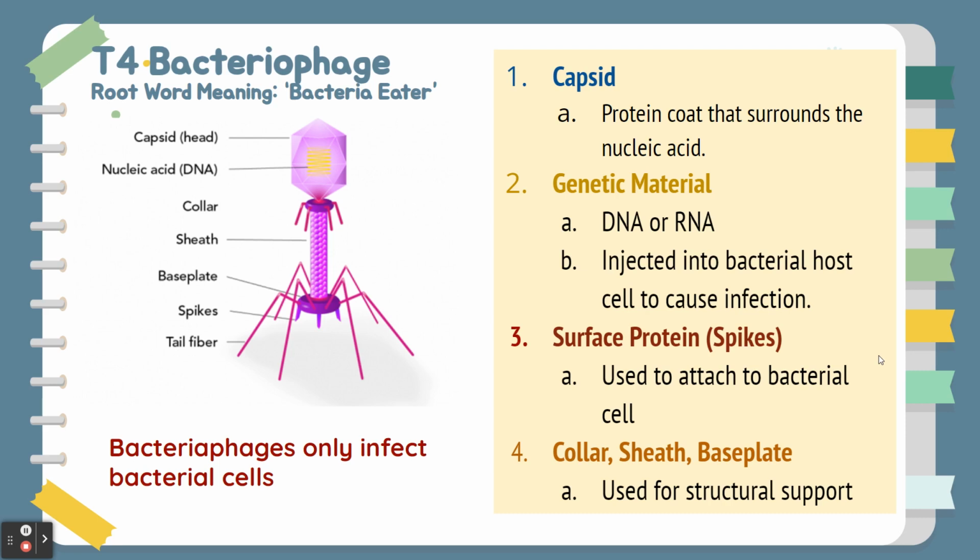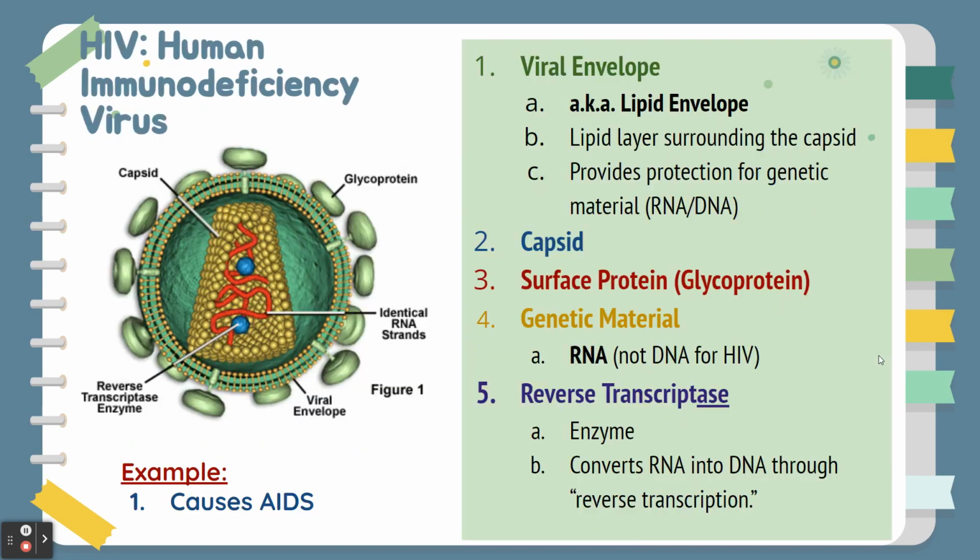Note that for bacteriophages, we're now calling the surface protein spikes. Bacteriophages also have other structures such as a collar, sheath, base plate, etc., and these offer structural support for the bacteriophage. But regarding this virus, please focus on the capsid, genetic material, and spikes.